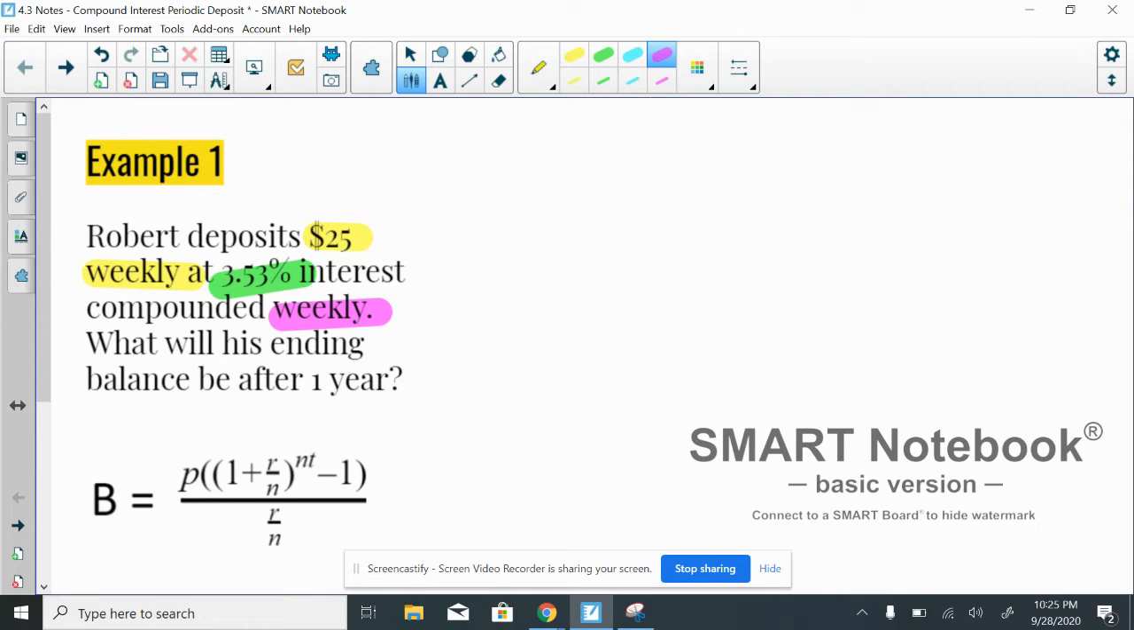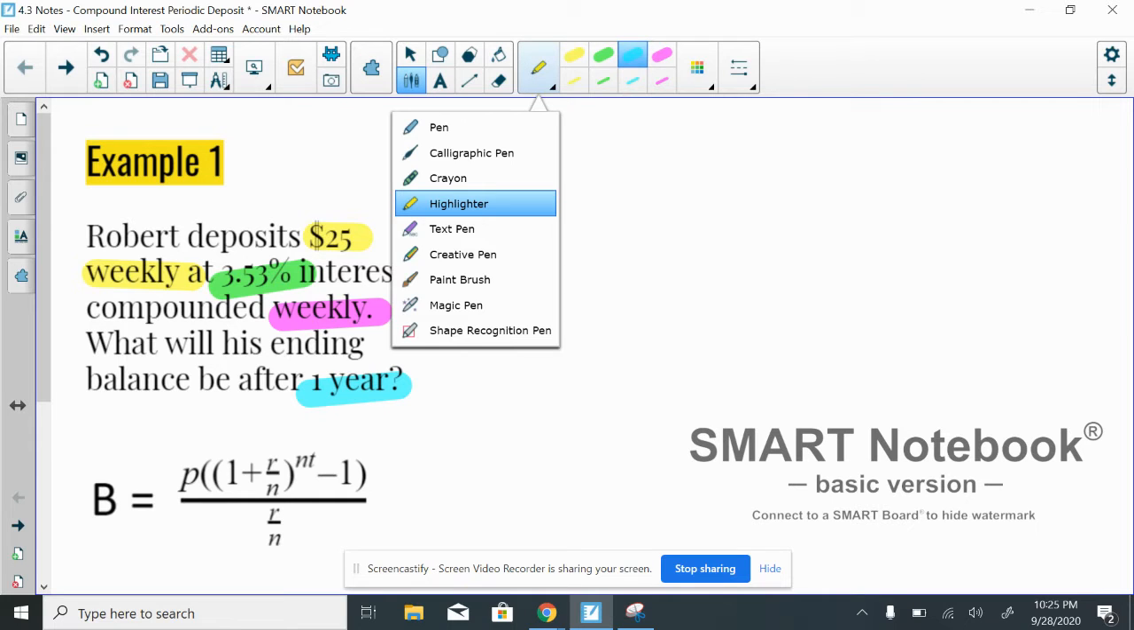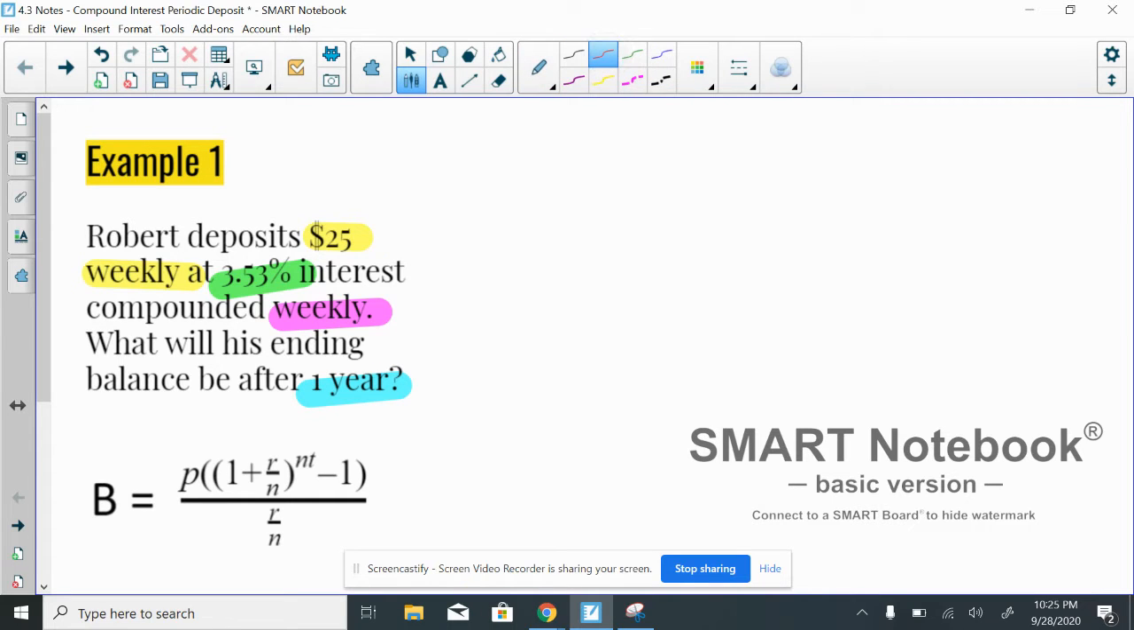You guys, when you are doing these periodic deposit questions, the way you put the money into the account has to match how it's compounded. So notice that these both match and say weekly. And then we want the ending account balance at 1 year. So I'm going to go ahead and quick label just a couple of things.